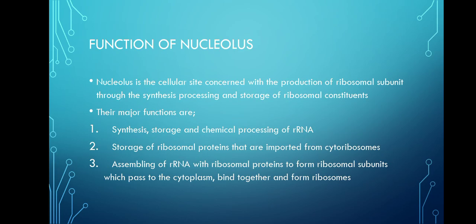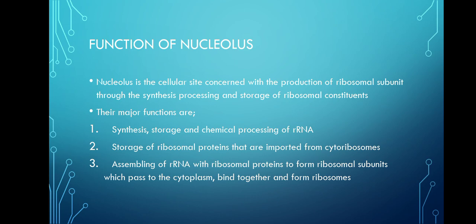Functions of nucleolus. Nucleolus is the cellular site concerned with the production of ribosomal subunits through the synthesis, processing, and storage of ribosomal constituents. It serves as a site for the production and processing of rRNA and also a depot for the storage of ribosomal proteins. In it, these two constituents undergo complexing to form ribosomal subunits. Thus, nucleolus is directly involved in the formation of ribosomes and hence indirectly involved in protein synthesis. Ribosomes are the centers of protein production. Its functions are the following.